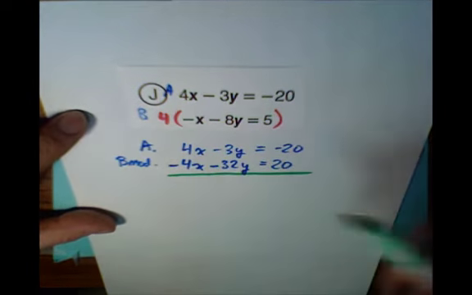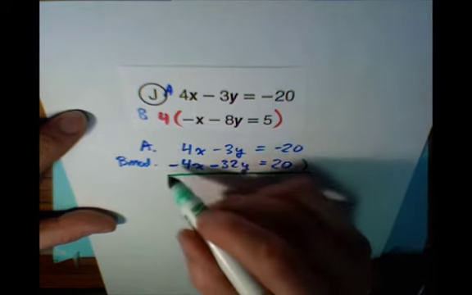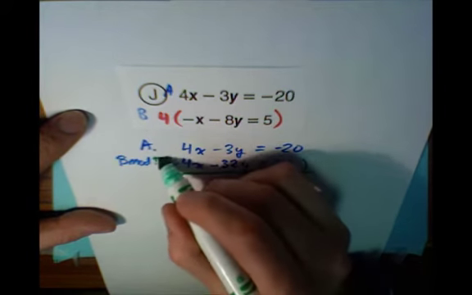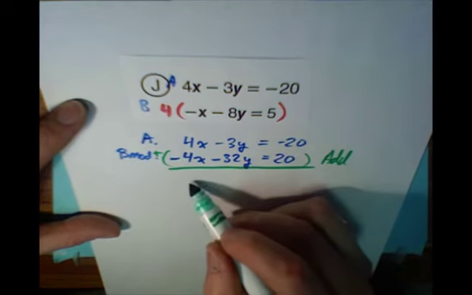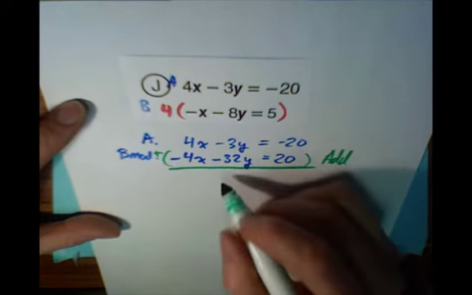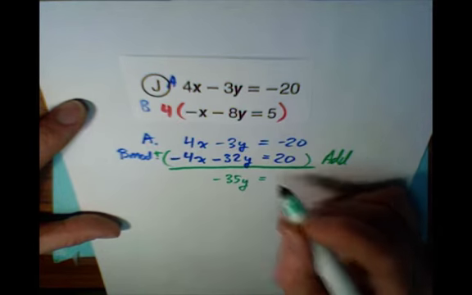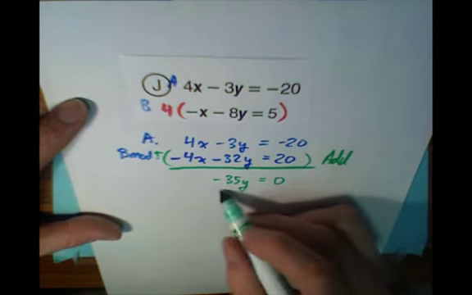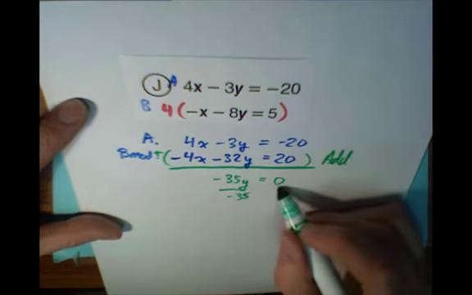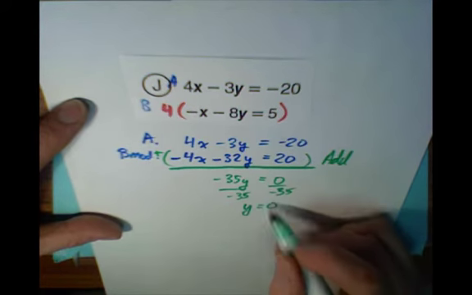With this specific system of equations, I'm going to add. So I'm going to add these two equations. So 4x plus negative 4x cancels out. Negative 3y plus negative 32y is negative 35y. And negative 20 plus 20 is 0. And I hope you see dividing by negative 35, I'm going to get y equals 0.